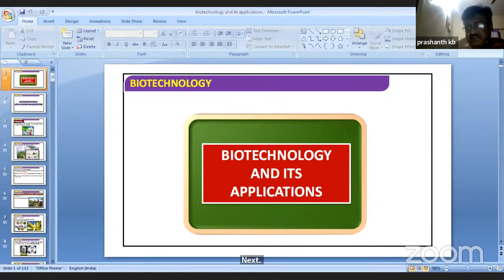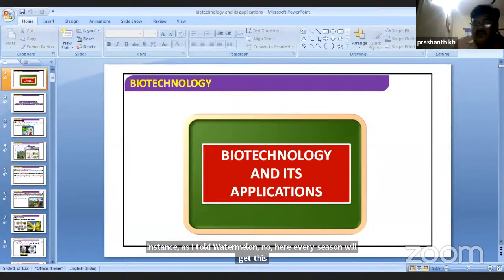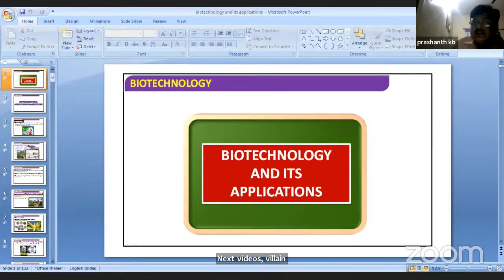Again, stress resistance. In stress resistance: cold, drought, salt, and heat resistance. As I told, watermelon, now every season we will get this. Next, reduce reliance on chemical pesticides: BT cotton, Bacillus thuringiensis cotton. See this variety. In normal cotton, the yield will be very less. In BT cotton, there is high yield because there is no infection. What is that infection? Bollworm infection, Lepidoptera species infection, we call. Next.